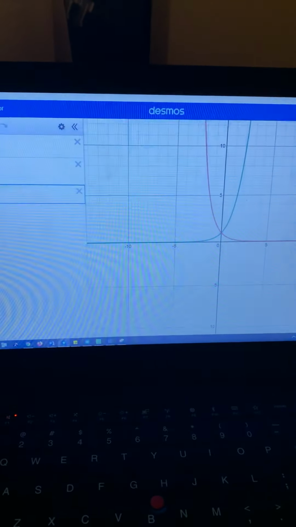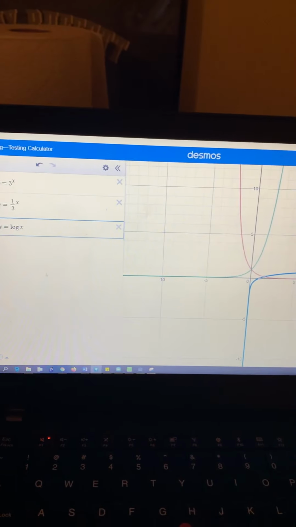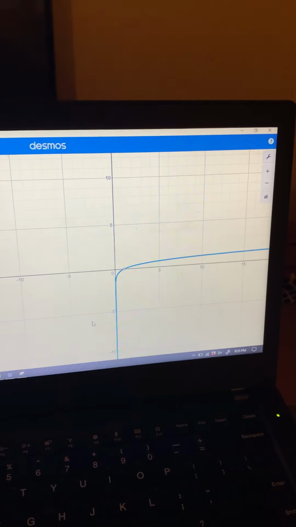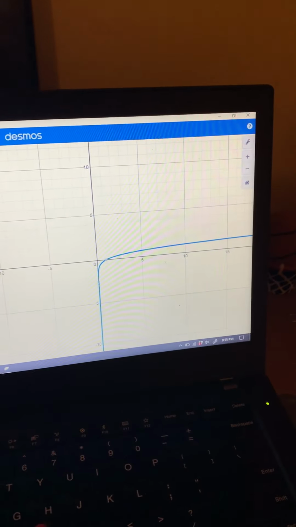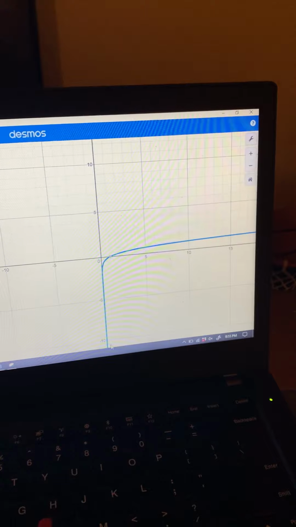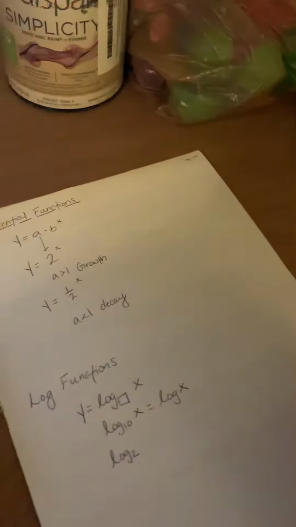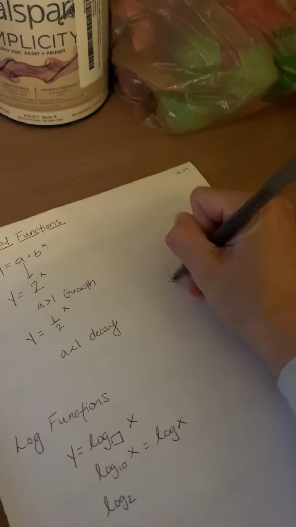When we turn on the log function and turn off the exponential functions, you'll see that you no longer have a horizontal asymptote. The function's actually growing. You now have a vertical asymptote. All of these functions have transformations similar to what we were working with at the beginning of the year.